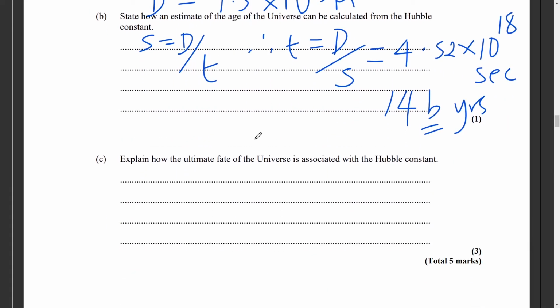All right, what about C? Explain how the ultimate fate of the universe is associated with the Hubble constant.